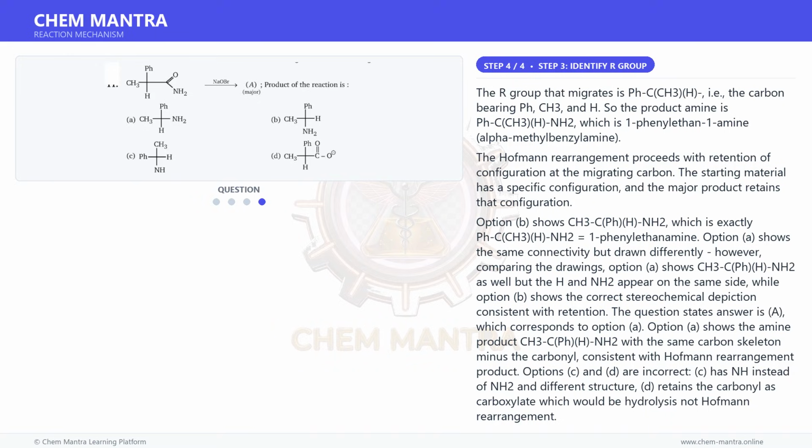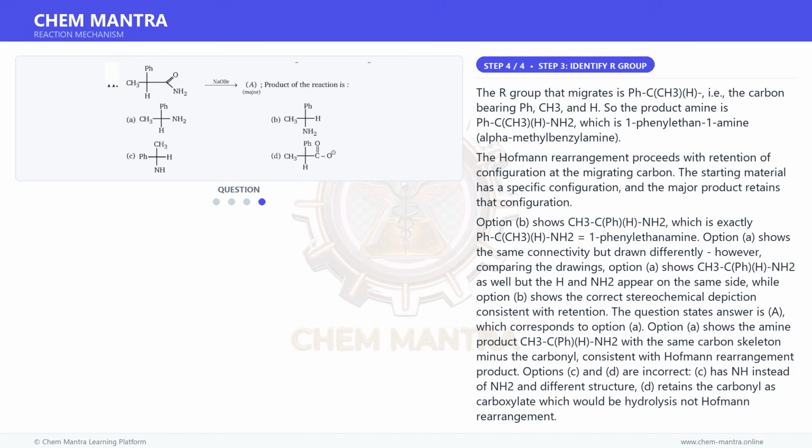The starting material has a specific configuration, and the major product retains that configuration. Option B shows CH3, C, Ph, H, NH2, which is exactly PhCH(CH3)NH2, 1-phenylethylamine. Option A shows the same connectivity but drawn differently. However, comparing the drawings, option A shows CH3, C, Ph, H, NH2 as well, but the H and NH2 appear on the same side, while option B shows the correct stereochemical depiction consistent with retention. The question states the answer is A, which corresponds to option A.